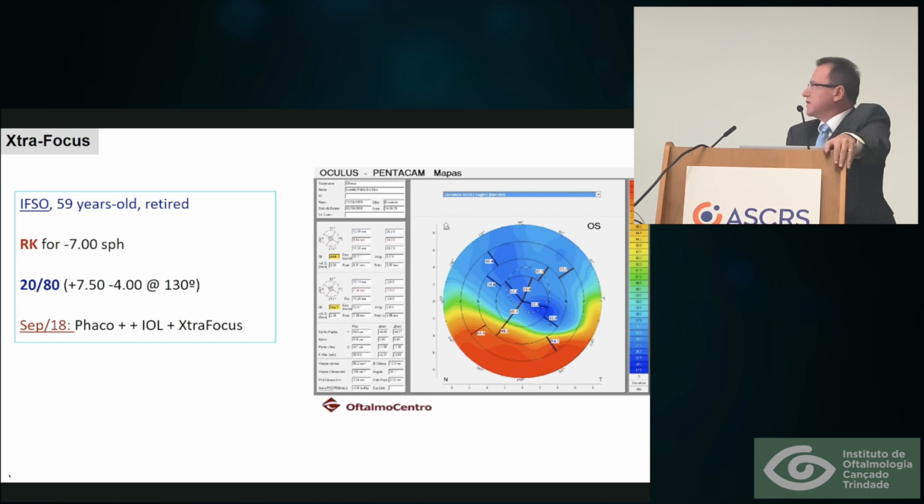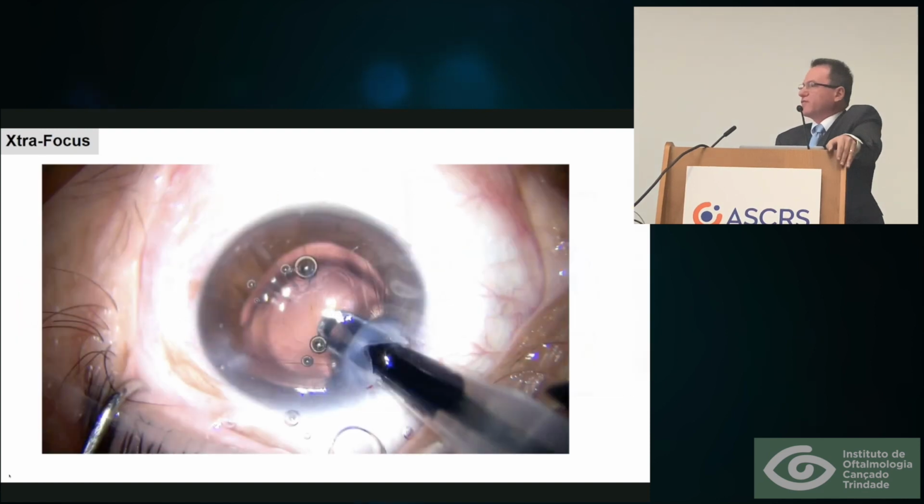This patient had an RK done previously for -7, and now the patient was +7.5 with this irregular topography and 20/80 vision. Of course, we can try to adapt contact lenses or go for a corneal transplant, but if we can solve this problem without touching the cornea, it's going to be much better. So this patient had a cataract, so I implanted the extra focus primarily with the phaco.